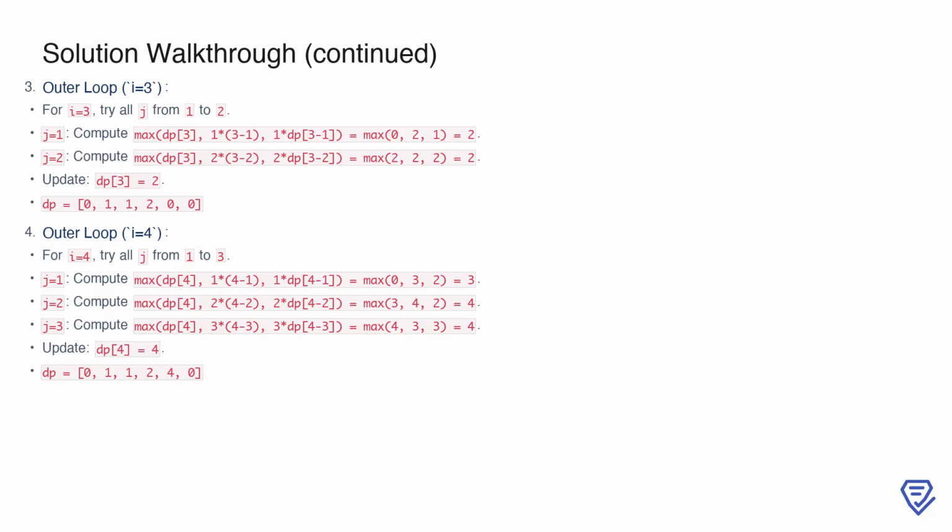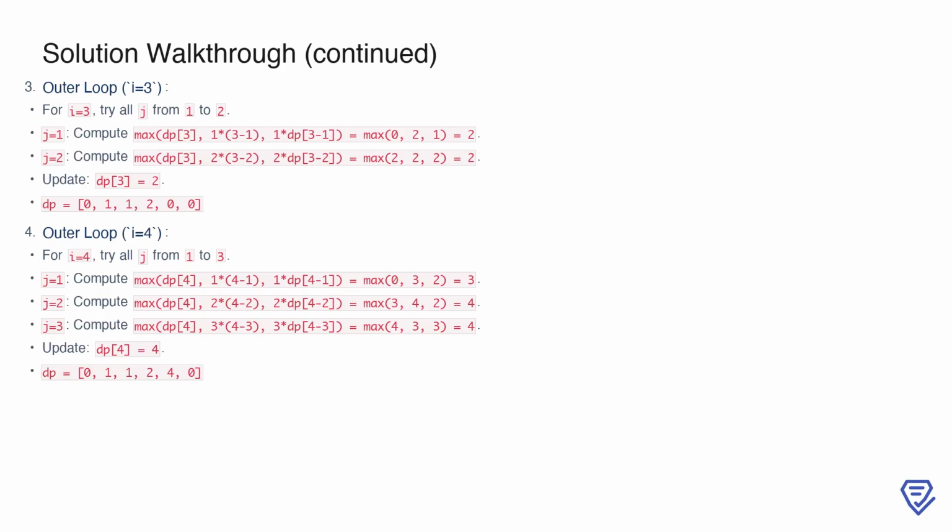Now, for i equals 4, we consider splits with j ranging from 1 to 3. For j equals 1, the maximum product is 3. For j equals 2, splitting the number yields a maximum product of 4, and for j equals 3, the maximum product remains 4.